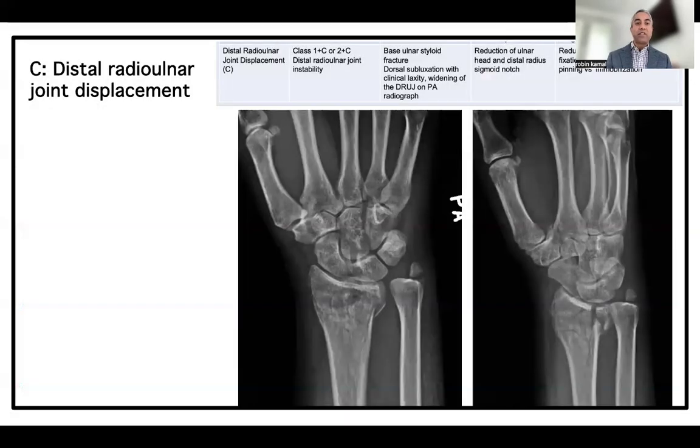We also can look at distal radial ulnar joint displacement. And so this is something, again, we don't want to miss that goes along with our distal radius fracture pattern. Here's an AP and oblique of a distal radius. And there's a couple things that we pay attention to. One is the size of the ulnar styloid fragment, and two is the gapping at the DRUJ.